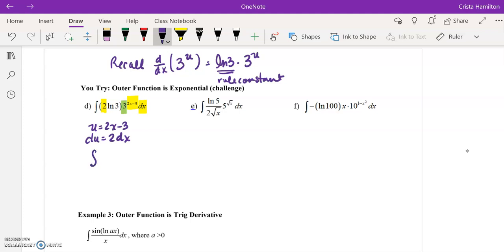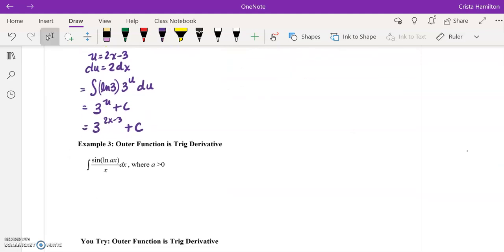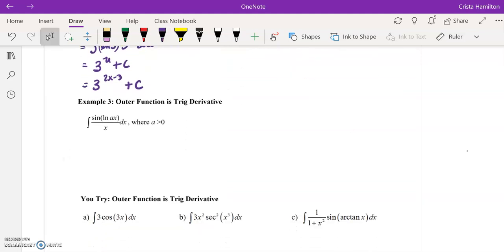When I'm going to the antiderivative then, and I make my substitution, I'm going to leave the ln of 3 there, and then it's 3 to the u, and then the 2 dx becomes du. That's what you would expect in terms of your known derivative, so that when you do the antiderivative, it would be 3 to the u plus c, or 3 to the 2x minus 3 plus c. And as always in all of these, you can always check your answer by taking the derivative.